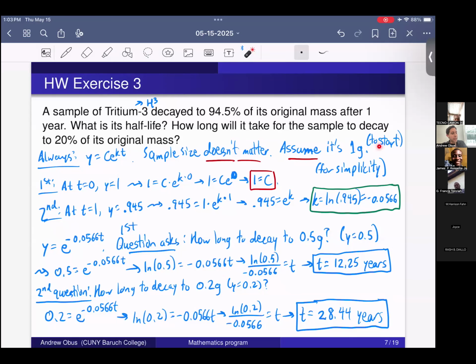The only assumption we're making is that we start with 1 gram. Everything else follows from that assumption. We don't have any freedom once we've made this 1 gram assumption. Then we just have to do what the question asks. It asks for half-life. That means how long to get down to 0.5 grams. It asks for 20%. That means how long to get down to 0.2 grams. Yes, we're dividing the 20% by 100, because we're looking at what is 20% of 1 gram. That's what we're looking at.